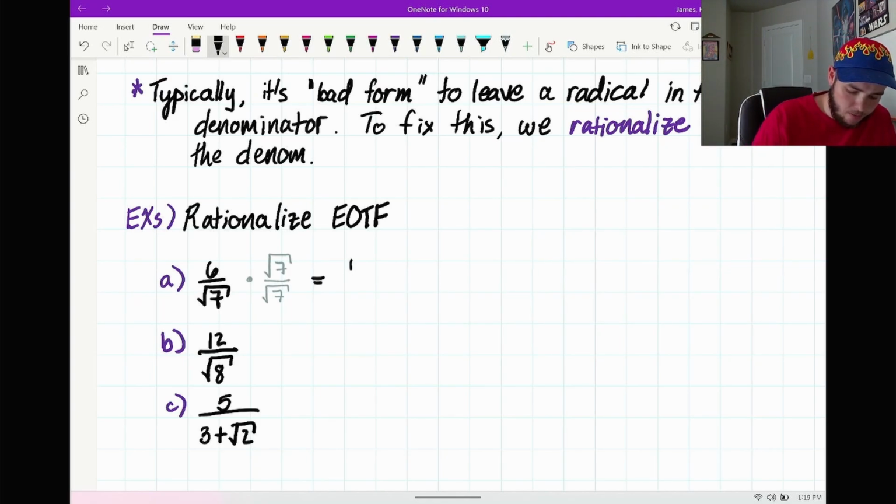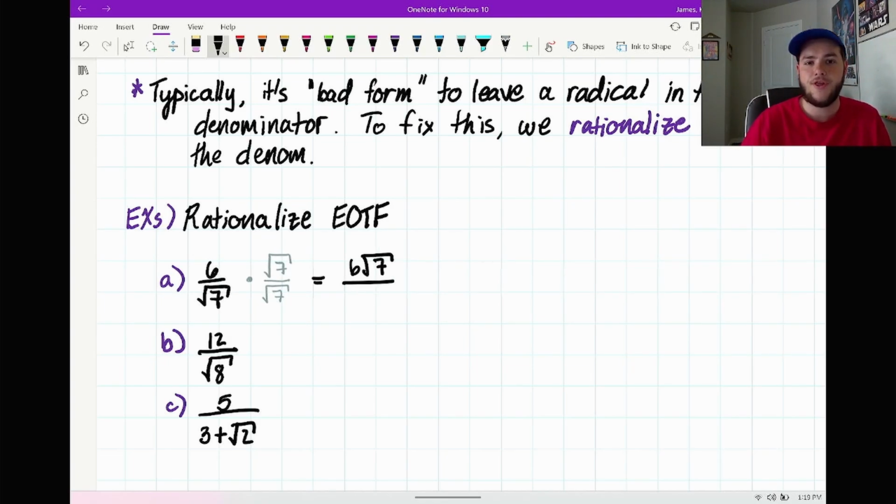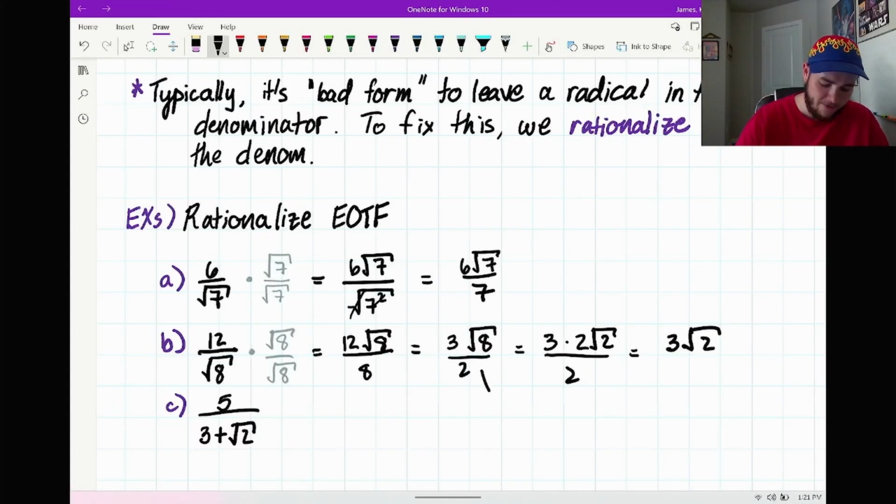So on the top, we'll leave it be for now. On the bottom, we learned from the last part of this video that when I multiply radicals, I multiply their insides together. So I get root 7 squared. Well, the square root of 7 squared, that just cancels out. And I'm left with 6 root 7 over 7. See if you can try part B on your own. Fully simplifying, you just rationalized, you should have arrived here at 3 root 8 over 2.